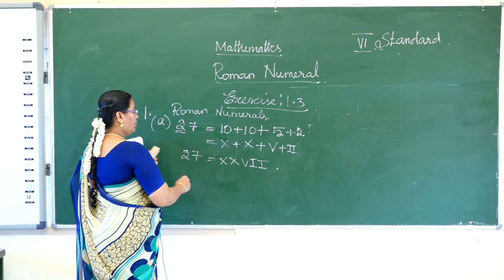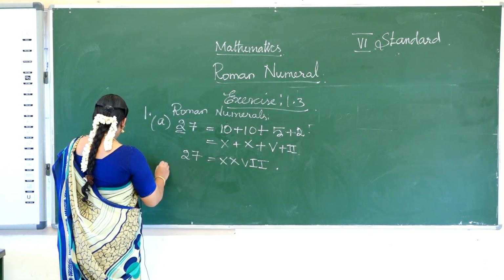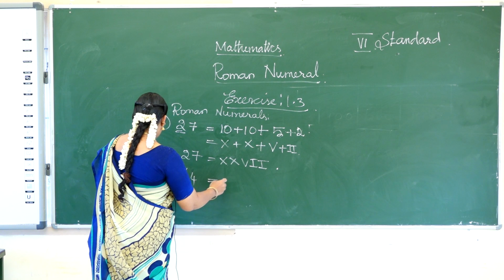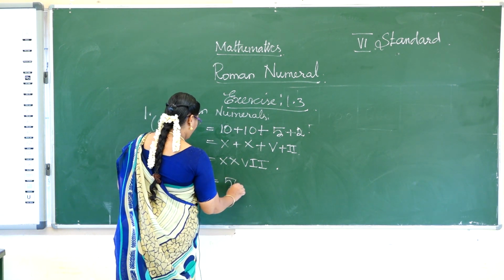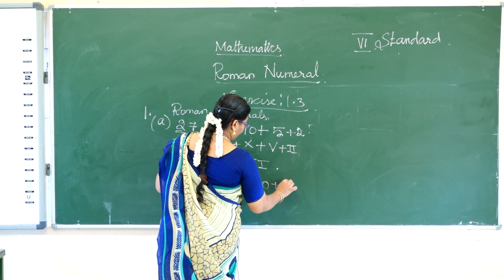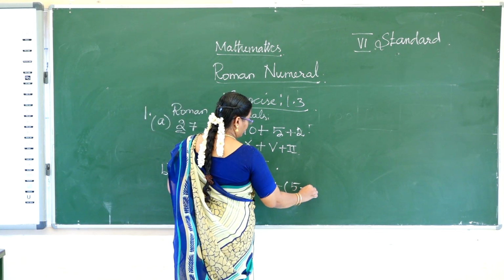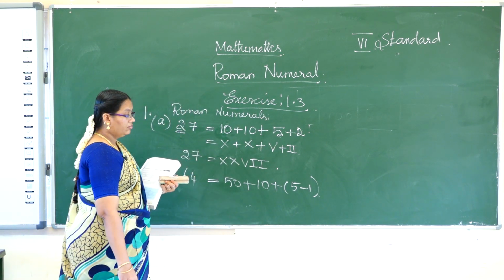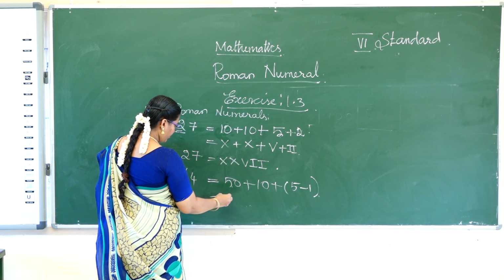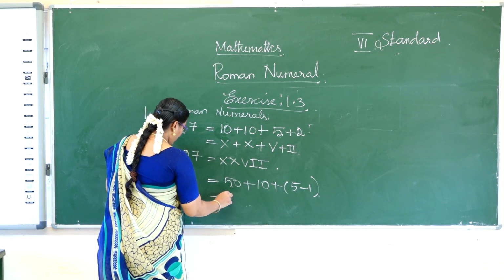The Roman numeral for 27 is XXVII. Next, 64 is given. 64 can be written as 50 plus 10, 60, plus 4. How can you write 4? 5 subtracted by 1. The value 5 is V, and the value 50 is denoted L.